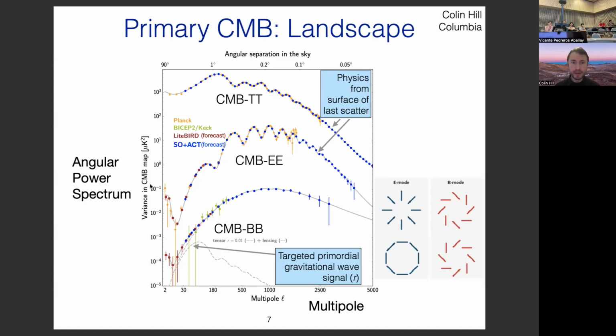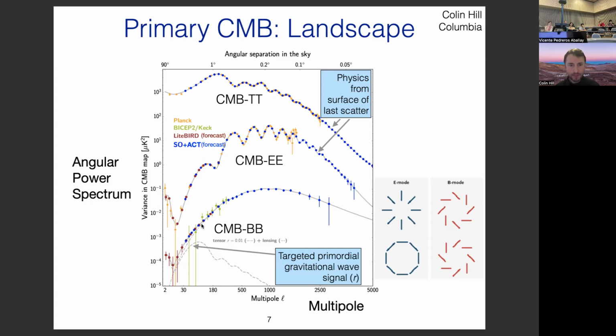So we're looking at the variance of the temperature or polarization fluctuations in the CMB map as a function of angular scale. That's what this plot shows. So this is in terms of the multipole L. Large scales are on the left in this plot, and small scales are on the right. The orange points on the plot here are the actual Planck data points.